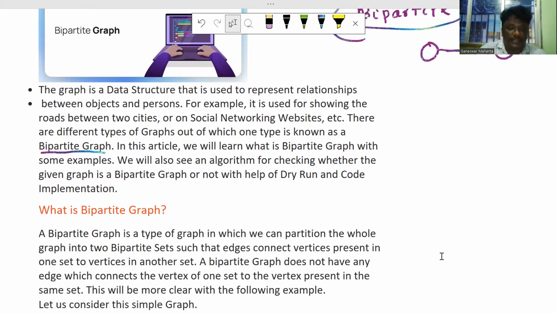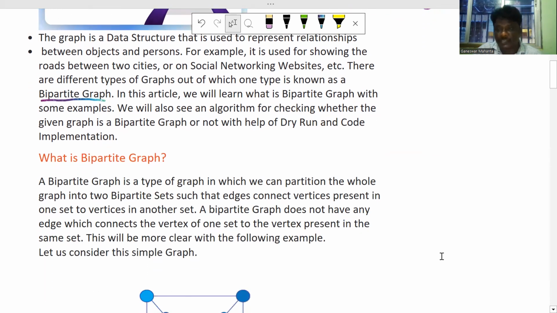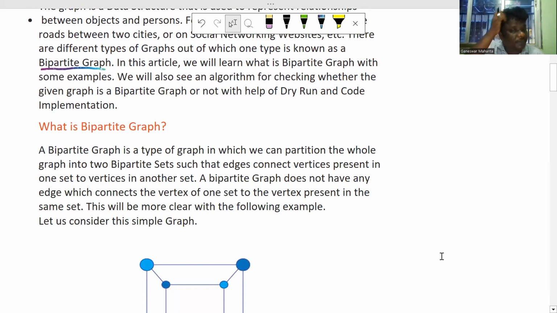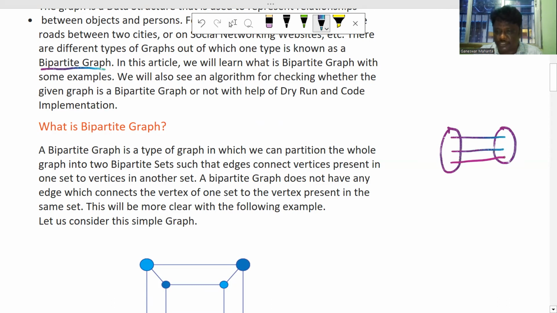What is a bipartite graph? First of all, we will discuss this. A bipartite graph is a type of graph in which we can partition the whole graph into two bipartite sets, such that edges connect vertices present in one set to vertices in another set. So that is a connection between two sets.